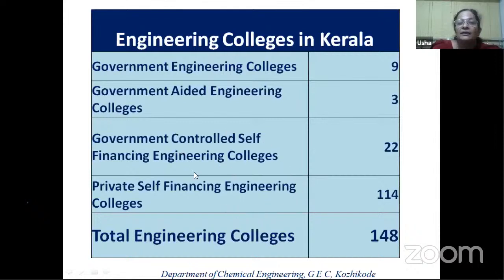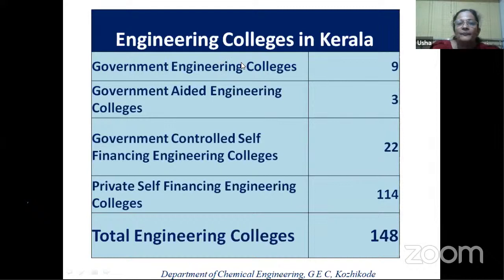Then there are government controlled self-financing engineering colleges, 22 of them. Government controlled self-financing colleges means those under CAPE and IHRD, that is government controlled or semi-government colleges. Then private self-financing colleges: there are 114 self-financing colleges from Trivandrum to Kasaragod. In total, presently this is the status: 148 engineering colleges in Kerala.